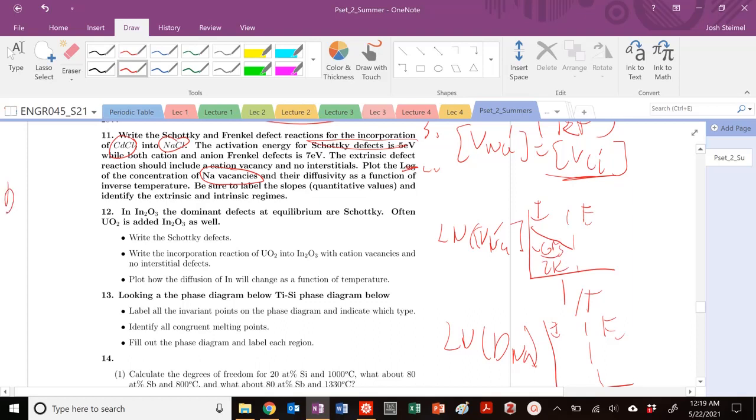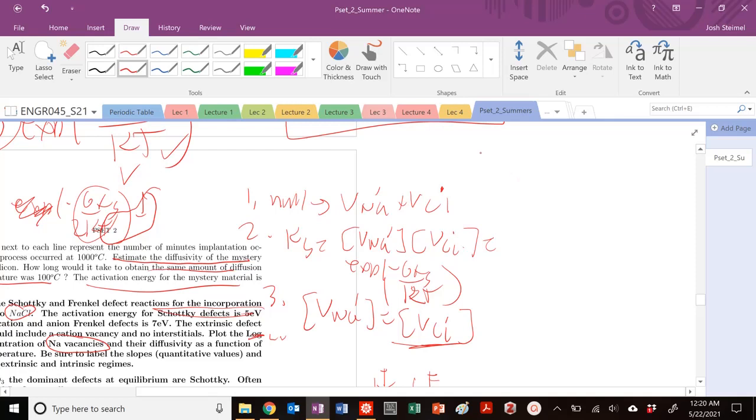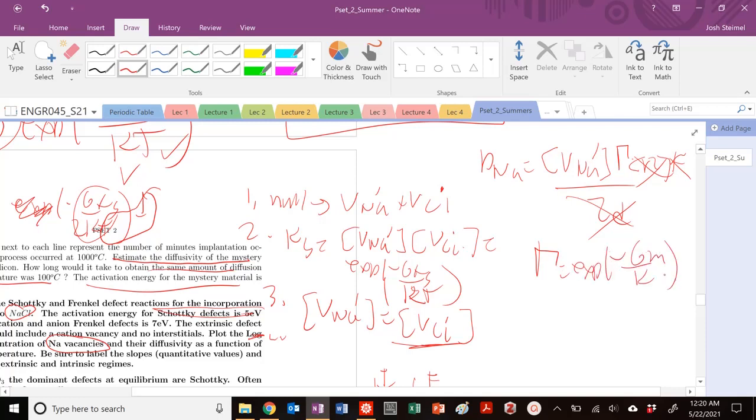We know that diffusivity is going to be proportional to the concentration of vacancies of Na times our hopping parameter times r squared. Let's move over here. So our diffusivity of Na is proportional to the concentration of Na vacancies times our hopping parameter times r squared times f divided by 2d. This is not dependent on temperature. This is not dependent on temperature. This is not dependent on temperature. Our hopping parameter is though: exponential minus Gm divided by kT.